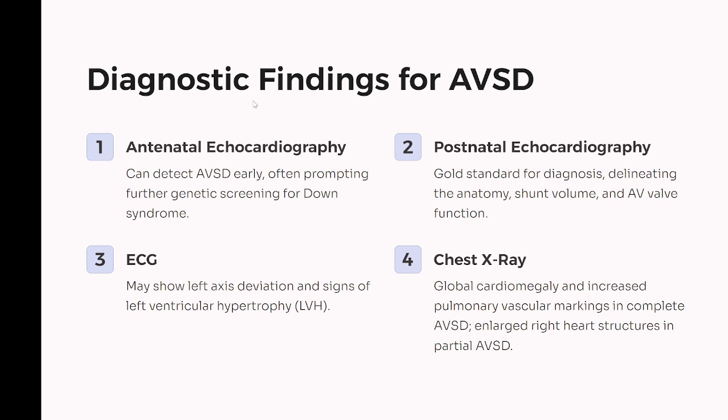Postnatal echocardiography, the gold standard for diagnosis, delineating the anatomy, shunt volume, and AV valve function. ECG may show left axis deviation and signs of left ventricular hypertrophy, LVH. Chest X-ray: global cardiomegaly and increased pulmonary vascular markings in complete AVSD, enlarged right heart structures in partial AVSD.